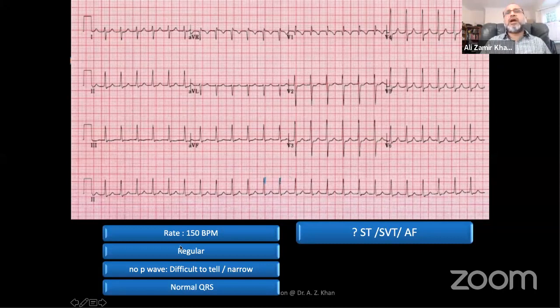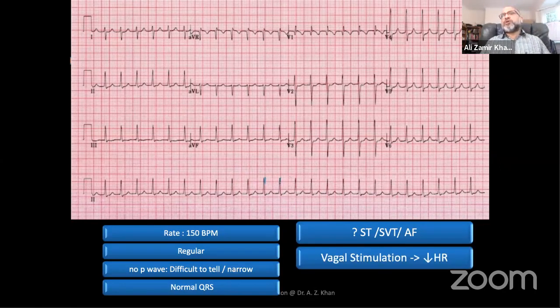P waves are difficult. QRS seems to be normal. So this is either a sinus tachycardia, or it is an SVT, or it's an atrial fibrillation. So it is not fibrillation because we know that the rhythm is normal. In a fibrillation, the rhythm is not normal. So we know that this is either a sinus tachycardia or an SVT. In that situation, what you have to do is stimulate the vagus or the carotids.